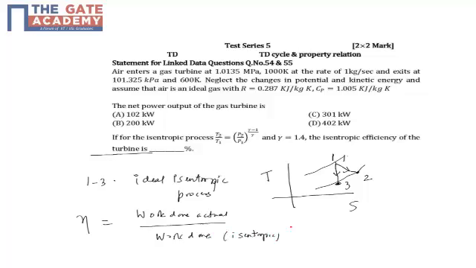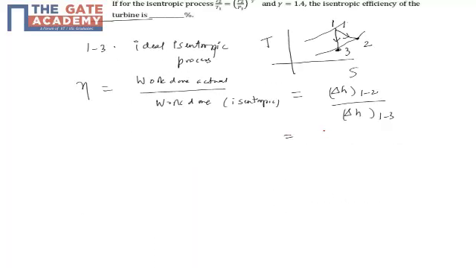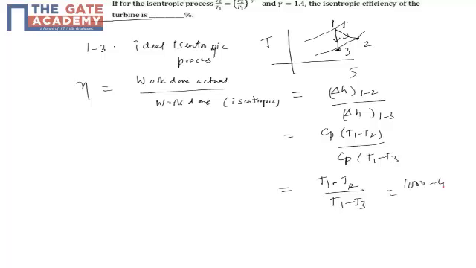And we know that work done is the difference in the enthalpies between 1 and 2, which is the actual case, which we did in the 54th bit, divided by the same in the ideal case. The change in enthalpy for an ideal gas boils down to the change in temperature. So it's Cp (T1 minus T2) by Cp (T1 minus T3). So it basically boils down to the difference in the temperatures. Now we know T1 minus T2 is 1000 minus 600, by 1000 minus T3.